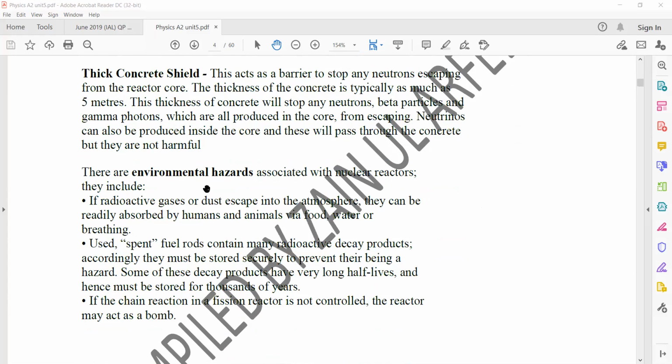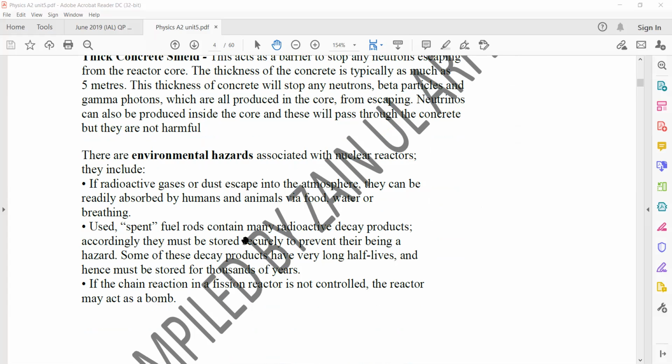What are the environmental hazards associated with nuclear reactors? For example, if radioactive gases or dust escape into the atmosphere, they can be readily absorbed by humans and enter the food chain. And the fuel rods are radioactive: once we use the uranium we cannot use it again, but the uranium breaks down into further radioactive elements, which can remain radioactive for a long period of time. For that reason we have to dispose of this nuclear waste, normally in barren land or a desert.